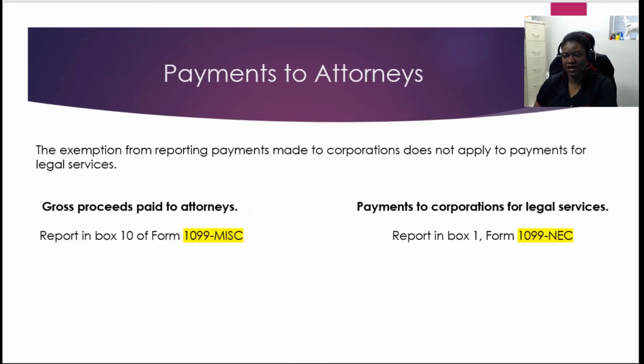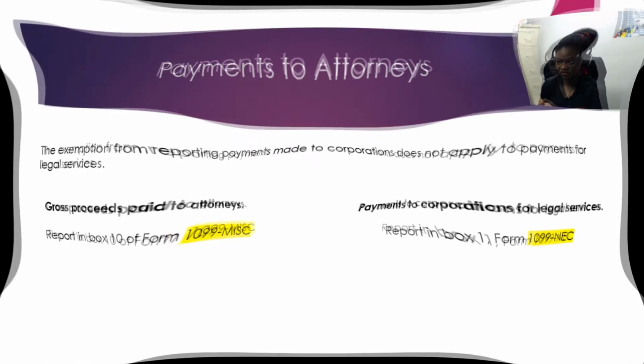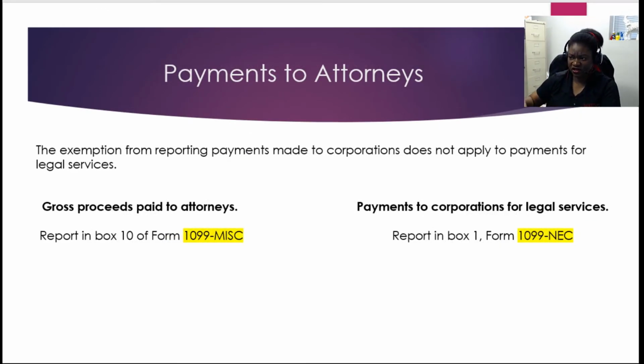So let's talk about payments that are paid to attorneys. If it is gross proceeds, so let's say it's from a lawsuit, an installment agreement, or you're paying the attorney the fee on behalf of their client, then you are to issue that attorney the 1099 miscellaneous in box 10. If you are a business and you're paying for legal services, then you're to issue the amount of services in box 1 on the new 1099 NEC.